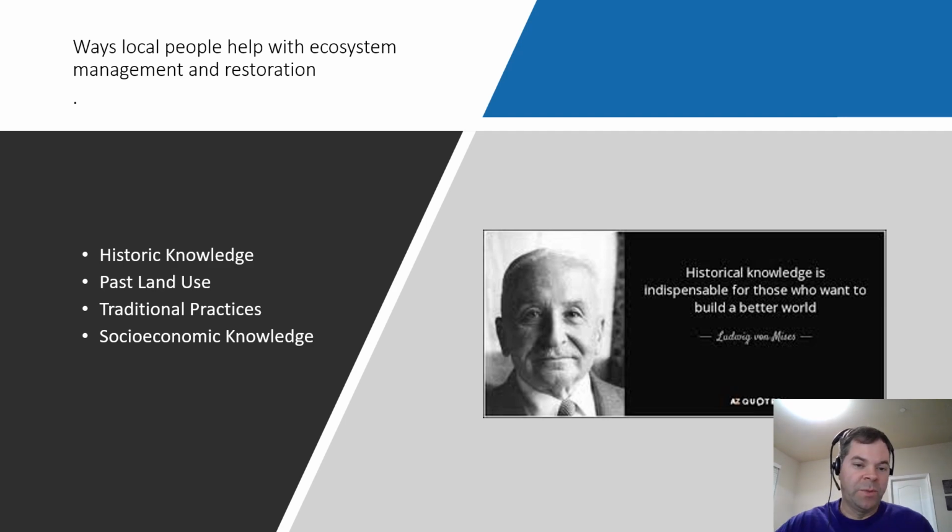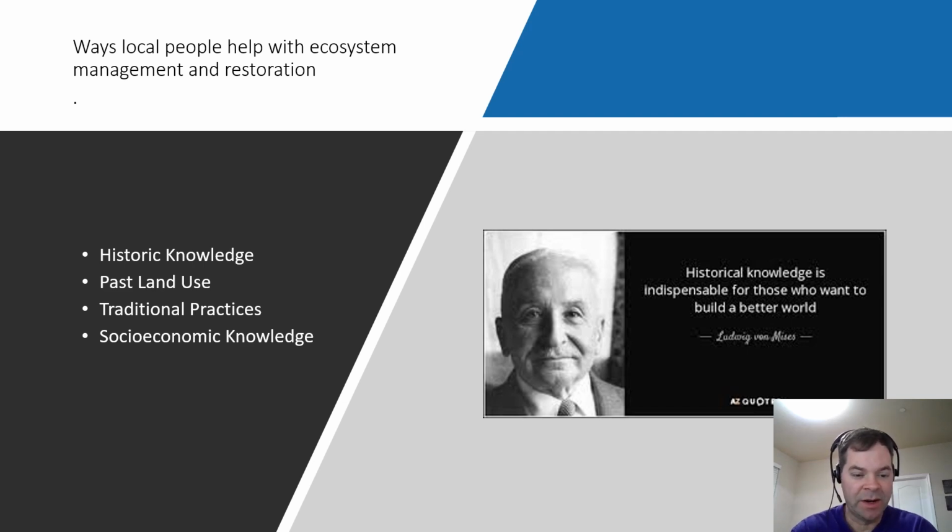There are numerous ways local people can help with ecosystem management and restoration projects. Local people have the historic knowledge on the area. They know what's happened in the past, how it's been used. They know the past land use, how it's been managed. Has it been in agriculture, timber production, or is it natural habitat? They know about the traditional practices that the local community uses, whether it's burning the forest or not burning the forest or other practices that might be taking place in the area.